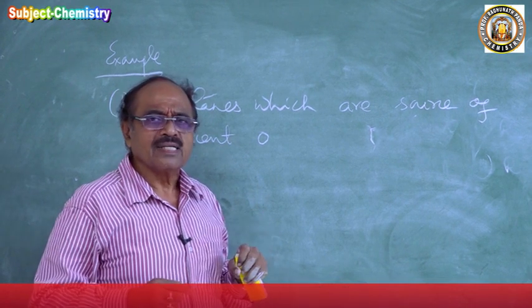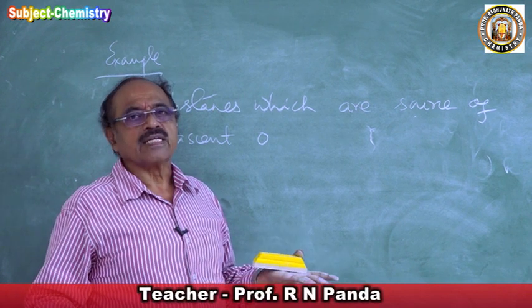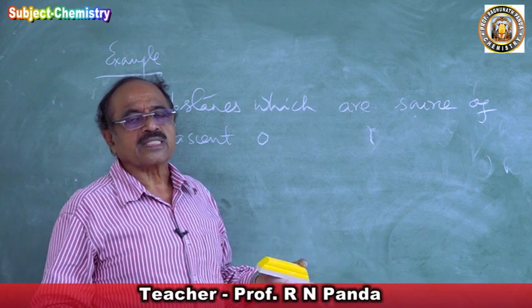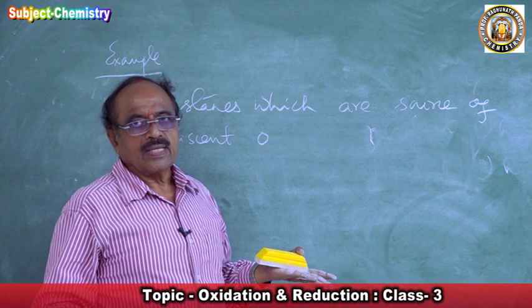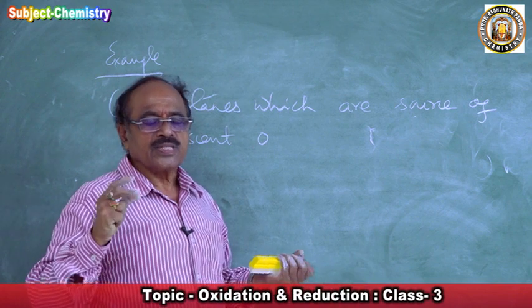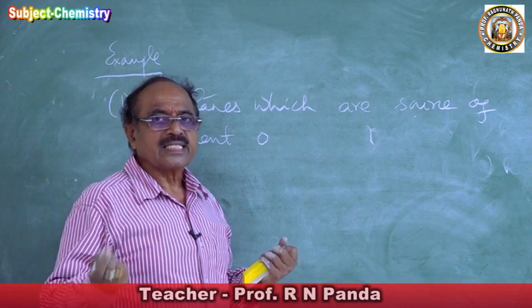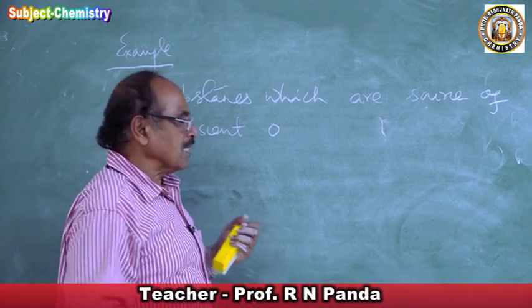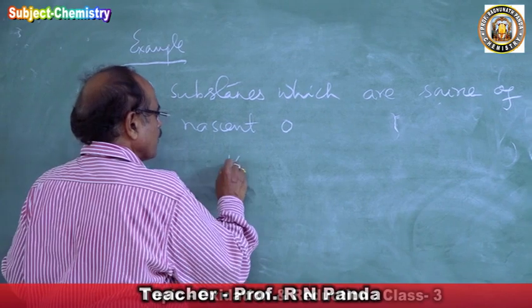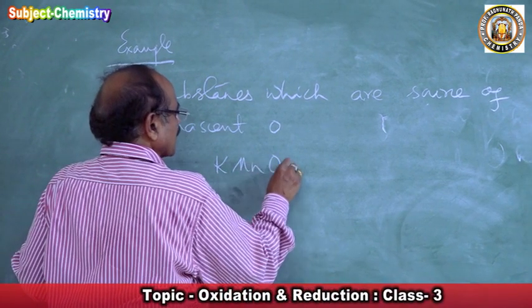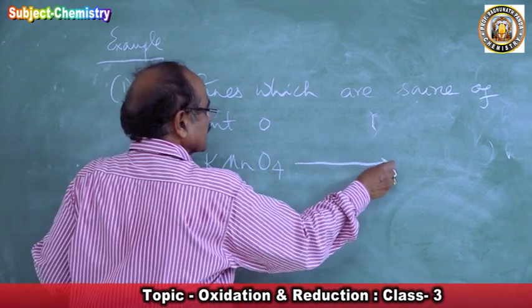So who will give? He who is rich will give, or those which have surplus will give. So those substances which can contribute easily are oxidizing agents. One such example we can take is potassium permanganate. Potassium permanganate is an oxidizing agent.